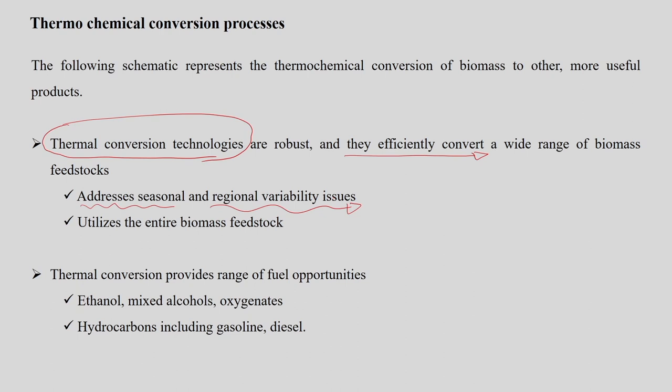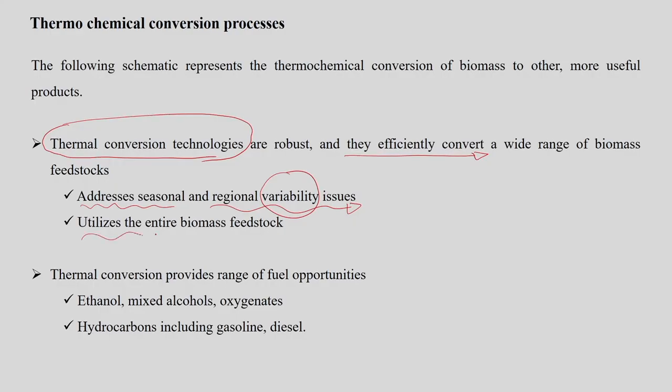These processes address the seasonal and regional variation in the biomass. They can handle biomass of any form. Apart from that, they utilize the entire biomass as a feedstock. To understand this concept of utilization of the whole biomass as a feedstock, let us take the simple example of the corn plant. In the corn plant, only the corn kernel is used during the biochemical conversion of the material into ethanol, and the remaining part of the plant, called corn stover, the corn stalk, the leaves as well as the roots of the plant, are not utilized for the conversion purpose.